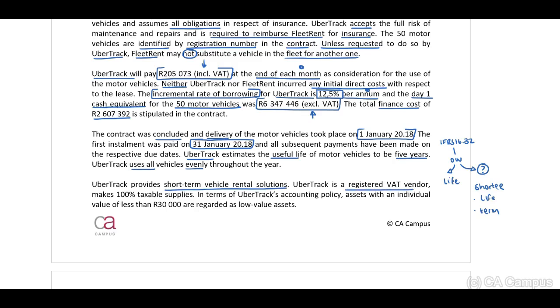UberTrack is a registered VAT vendor that makes 100% taxable supplies. In terms of UberTrack's accounting policy, assets with an individual value of less than 30,000 are regarded as low-value assets. Now, why is this important to us? Remember, if these are low-value assets, they can straight-line this lease.